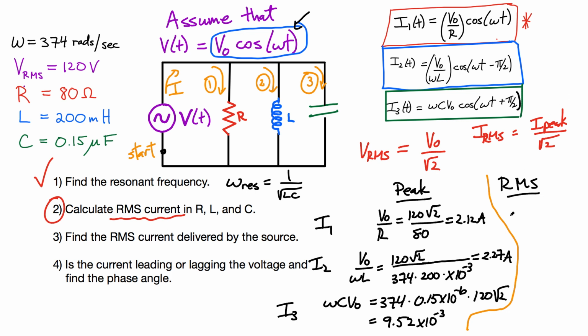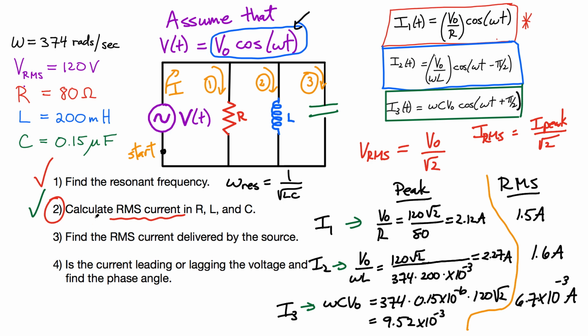All right, so that means for the current I1, I got 1.5 amps. For the current I2, I got 1.6, a little bit bigger. And for this one here, I think at the end I got 6.7 multiplied by 10 to the negative 3 amps. Okay, so the smallest one across this capacitor. All right, so I think that concludes the second question.